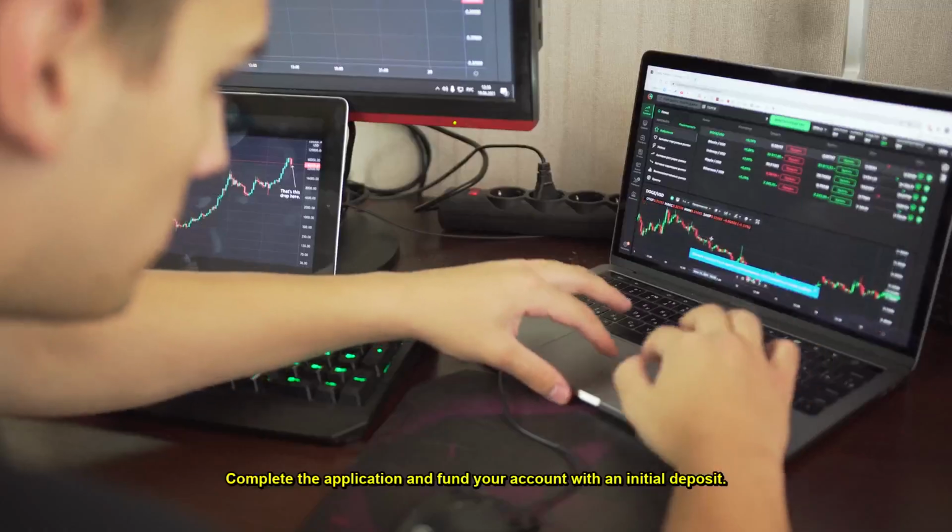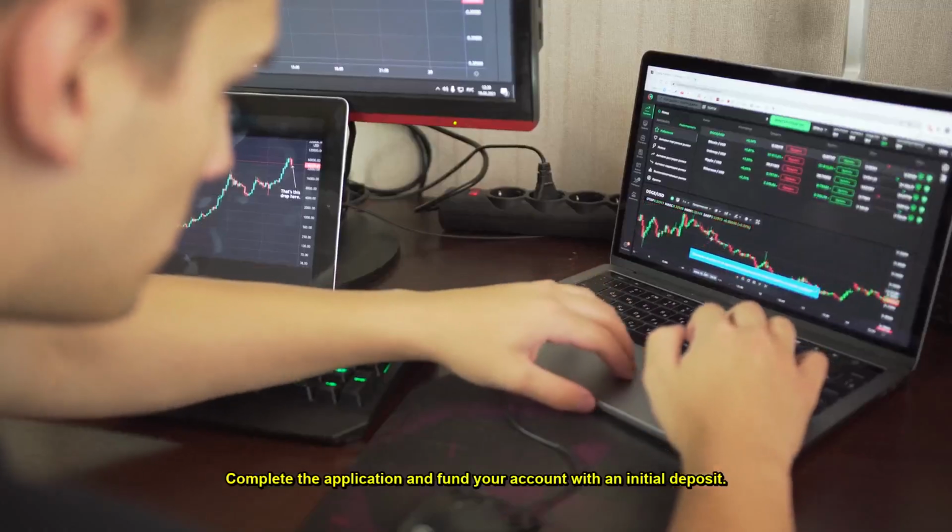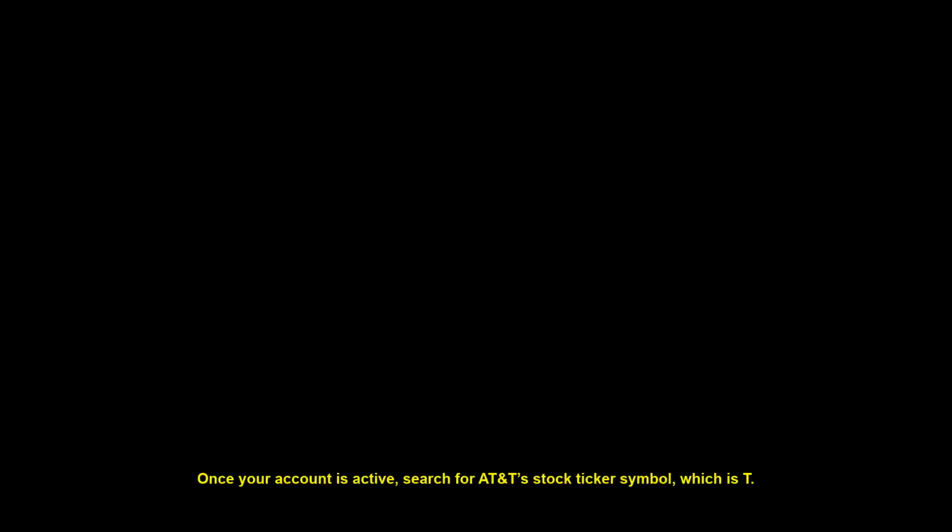Next, open a brokerage account if you don't already have one. Choose a brokerage that supports trading in U.S. stocks. Complete the application and fund your account with an initial deposit. Once your account is active, search for AT&T's stock ticker symbol, which is T.